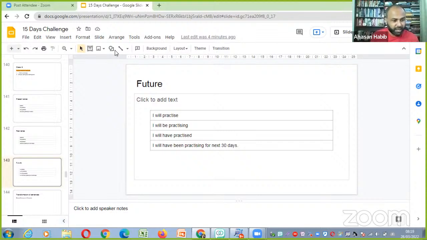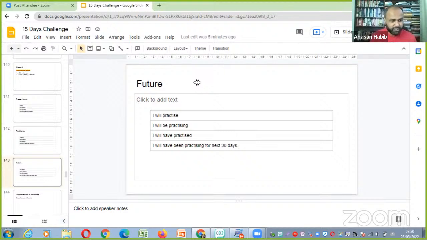Okay, Fozlu said, I will practice, I'll be practicing, I will have practiced, and I will have been practicing for the next 10 days. Okay, excellent. Thank you for responding. I would like to see everybody's comment very quickly. And after that, we're going to go for transformation of sentences, because if you know how to transform sentences, that means you have got skills in English. You know how to write using various types of sentences, expressions, and structures, and also in speaking as well.